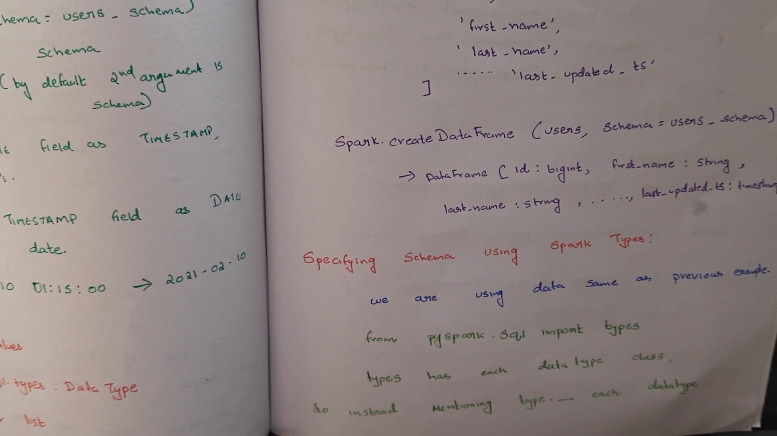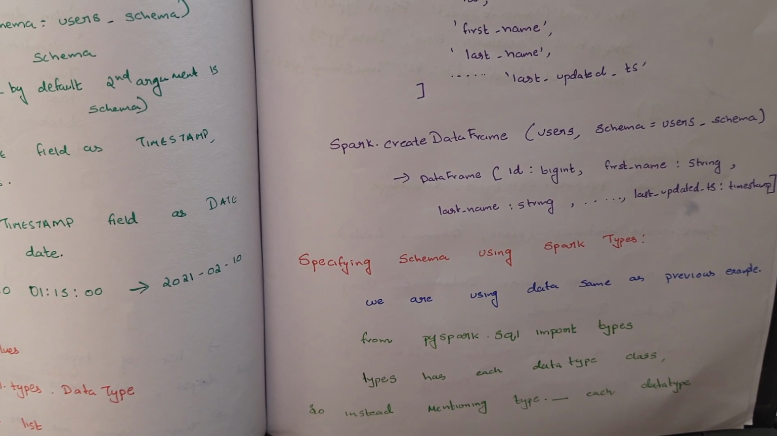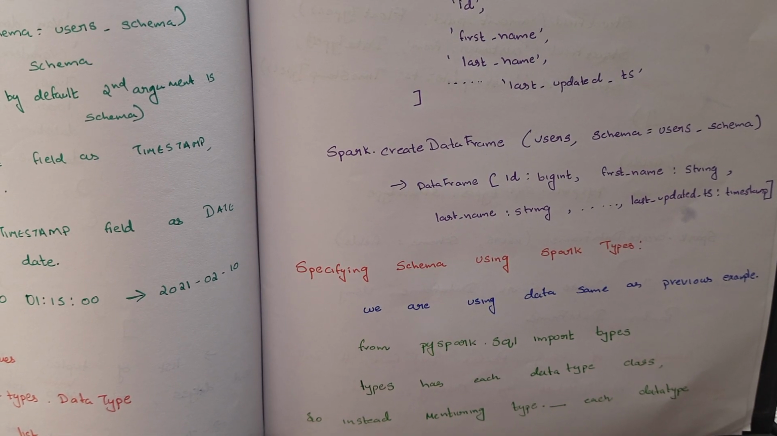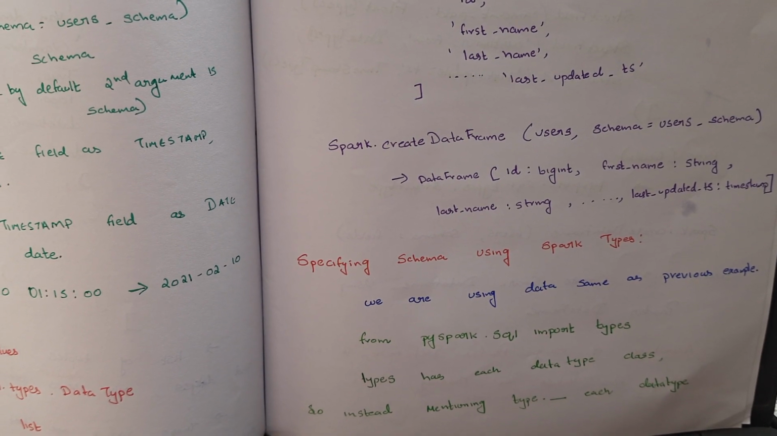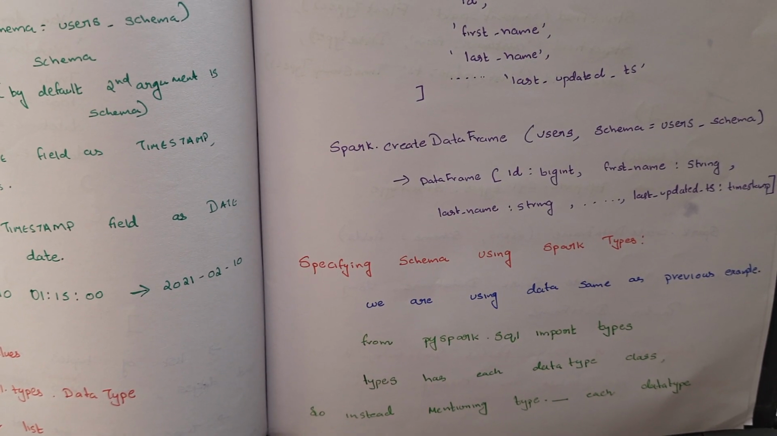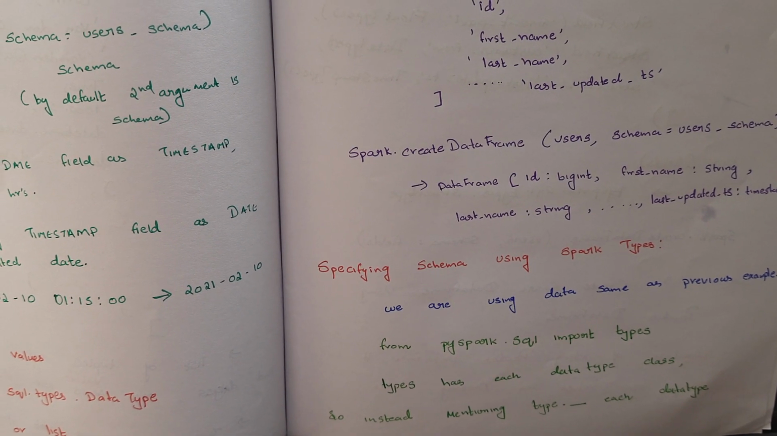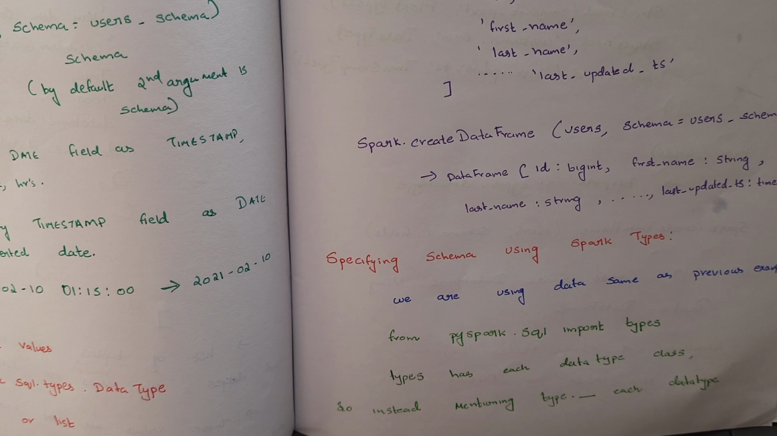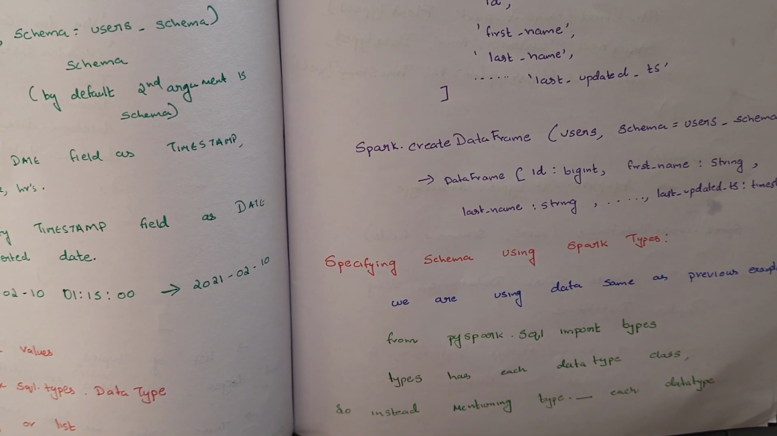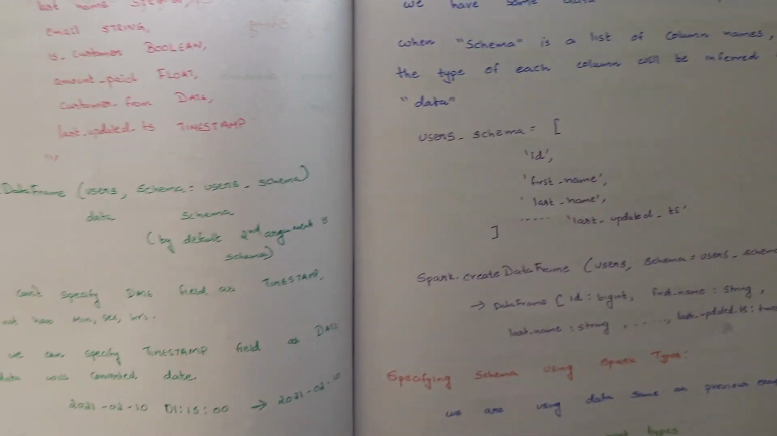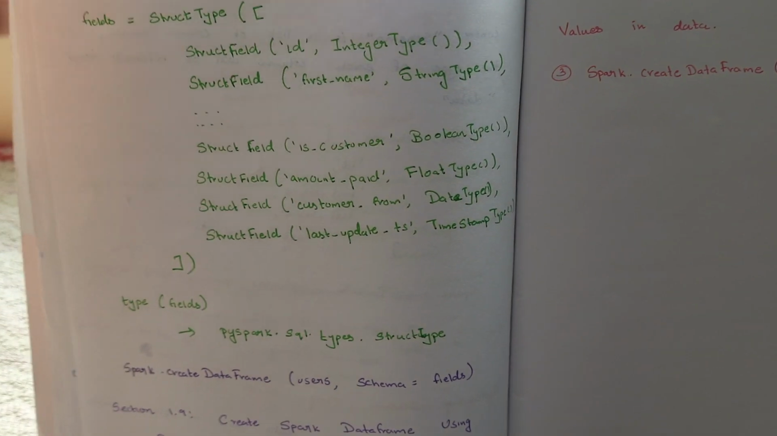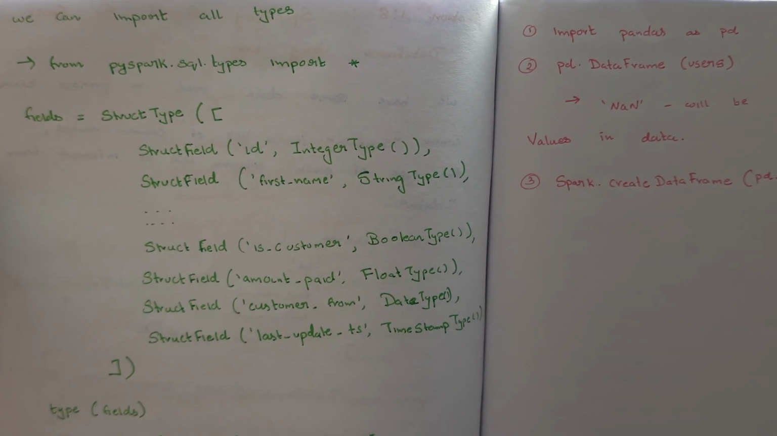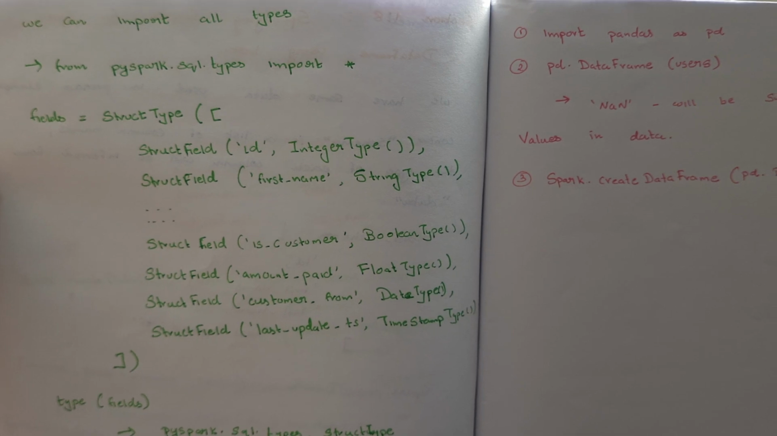The next step is specifying a schema using Spark types. So we are using the same data as in the previous example. Here the user data is the same. And then from pyspark.sql we are importing types. So types has each data type class, like string type, integer type, float type, boolean type, like that. So instead of mentioning types.StringType or IntegerType each time for each data type, we can import all the types in a single go. How to do that is: from pyspark.sql.types import star, which will import all the types.